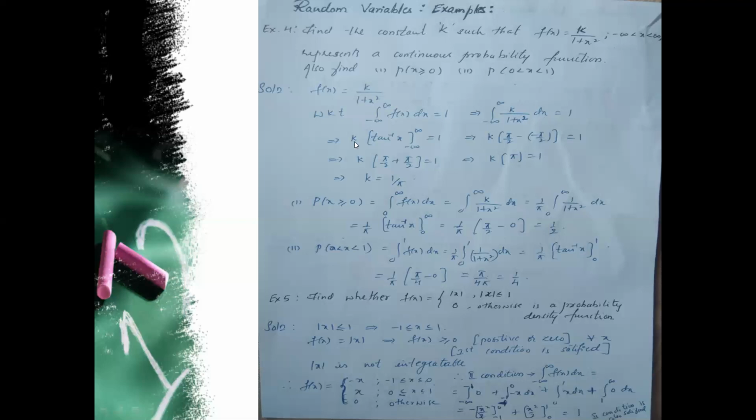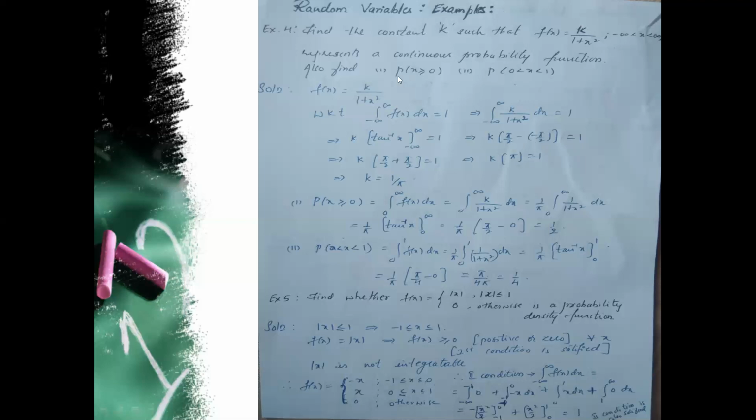K, a constant, we will keep outside. Integration of 1 upon 1 plus x square, you know it is tan inverse x. Limits are from minus infinity to plus infinity. It's equal to 1. Now k outside, tan inverse infinity is pi by 2. Tan inverse minus infinity is minus pi by 2. So pi by 2 minus of minus pi by 2 should be equal to 1. Now pi by 2 becomes plus pi by 2, which gives pi. Therefore k becomes 1 by pi. Now we got the value of k, which is 1 by pi, and then this function will represent a continuous probability function.